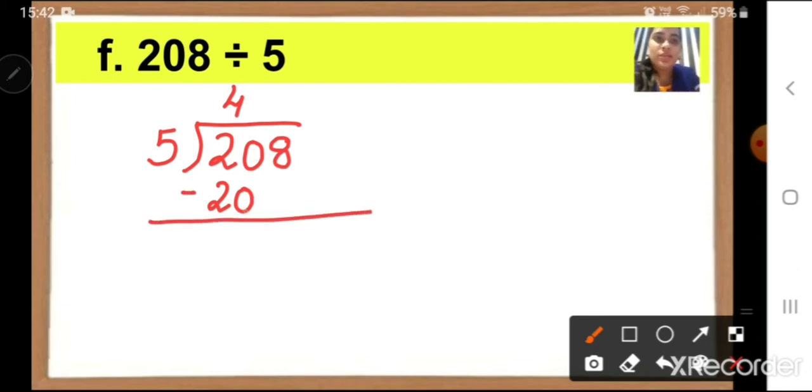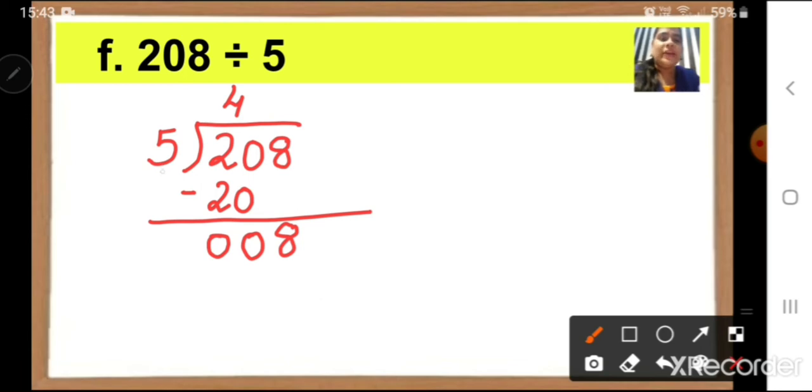0 minus 0 is 0. 2 minus 2 is 0. Correct? Next step is to take the next number from the dividend down, which is number 8. So number 8 will come here. Okay. Now it is only one digit, number 8. Okay, that also we have to divide.